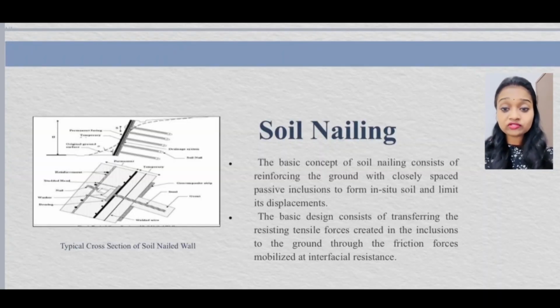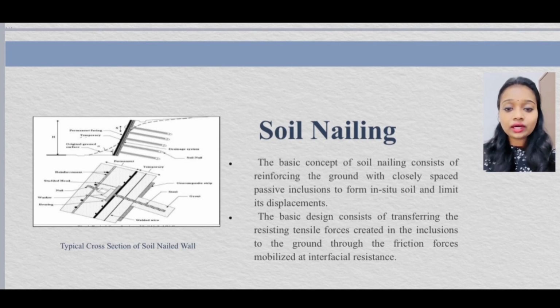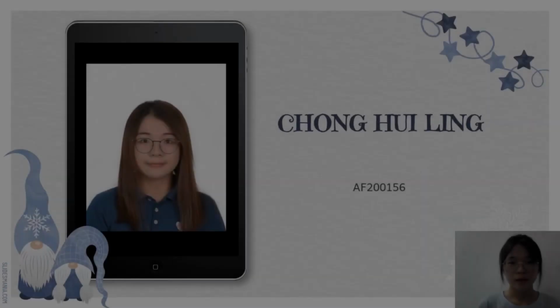The basic concept of soil nailing consists of reinforcing the ground with closely spaced passive inclusions to form in situ reinforced soil and limit its displacements. The basic design consists of transferring the resisting tensile forces created in the inclusions to the ground through the friction forces mobilized at the interface resistance.